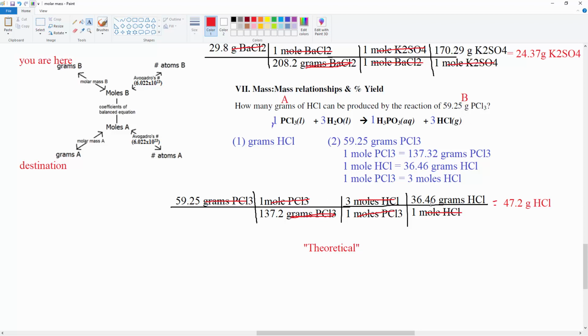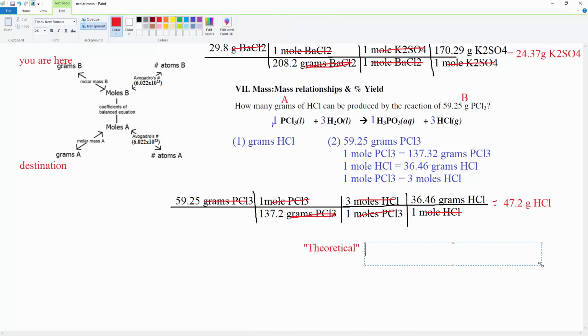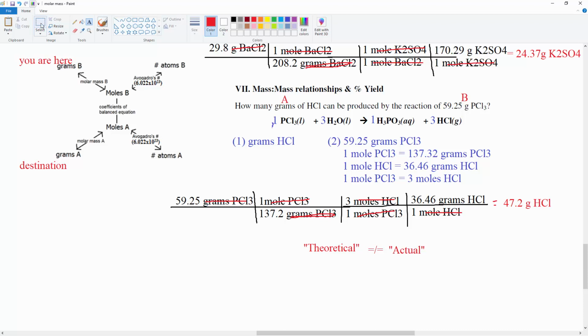So what happens in real life is not the same. This means it's not equal to what actually happens. Everybody, I think, understands this as not just a principle for what happens in the lab, but just a principle for what happens in real life.